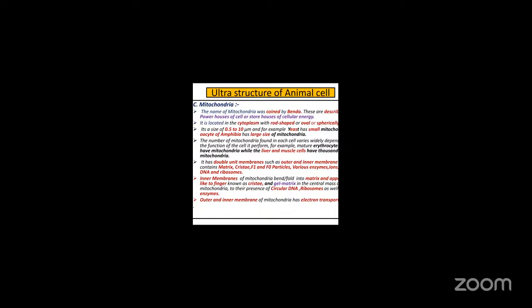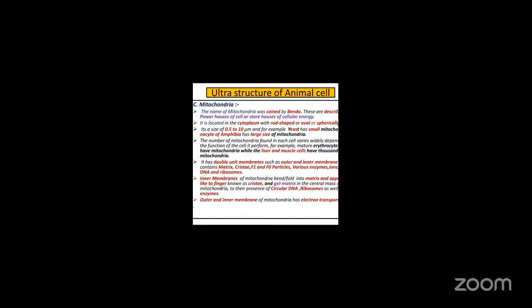It may be rod shaped, oval shaped, or spherical shaped, and it has a size of about 0.5 to 10 micrometer. For example, the yeast cell has small mitochondria, whereas the oocyte of amoeba, if you look at it, has a large size of mitochondria. So from cell to cell, or from organism to organism, the mitochondria size also varies. So the shape also varies as well as the size.